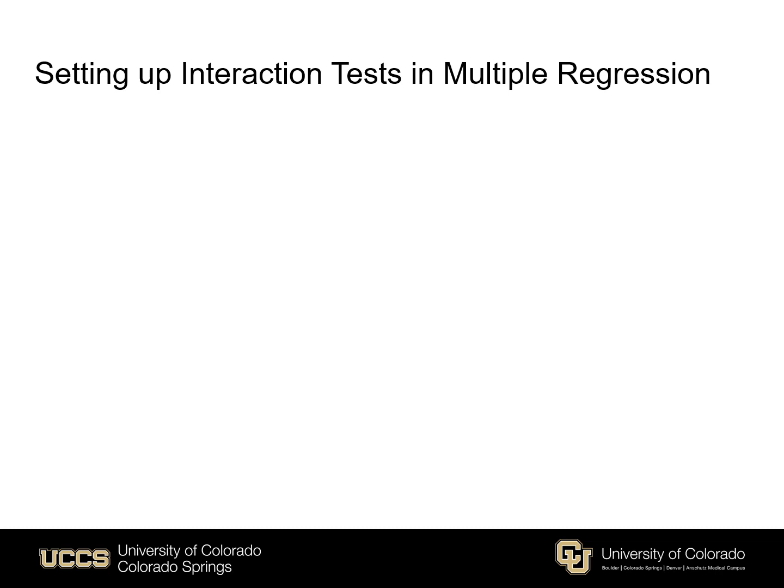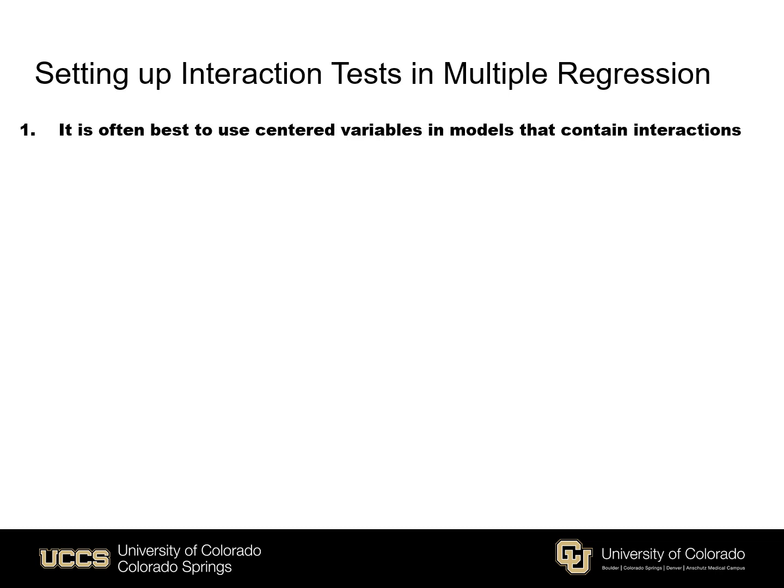So in addition to examining interactions both through descriptive statistics and graphical approaches, it's also important to formally test interactions using our multiple regression modeling techniques. I'd like to spend some time on this slide talking about how to set up an interaction test in multiple regression. It is often best to use the centered variables in models that contain interactions, because we want to be able to run models that contain interactions and still be able to interpret the main effects as main effects.